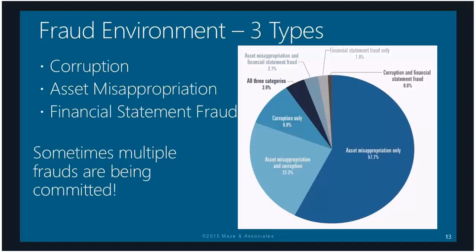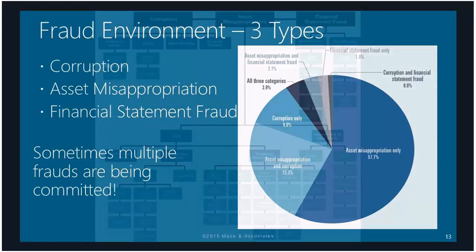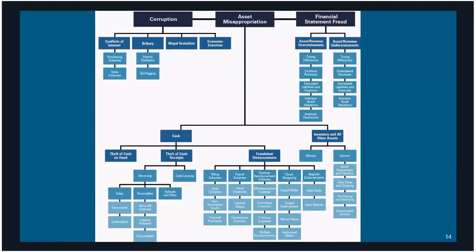So here's what's called the fraud tree, and this gives an example of what kind of frauds are under each set. Okay. So corruption, asset misappropriation, financial statement fraud, and you can see what's going on underneath there. And we're really going to be looking at skimming and fraudulent disbursements. Those are the ones that we see most common in our organizations.